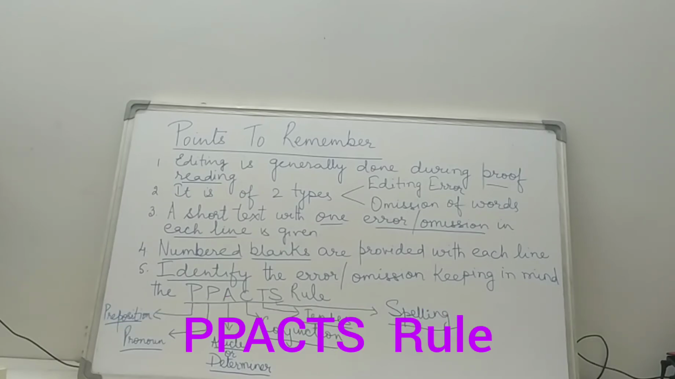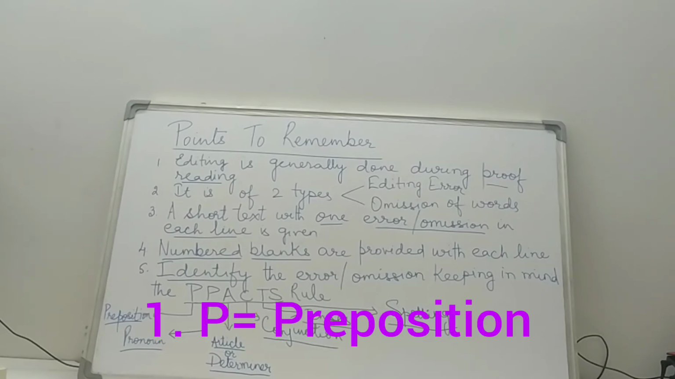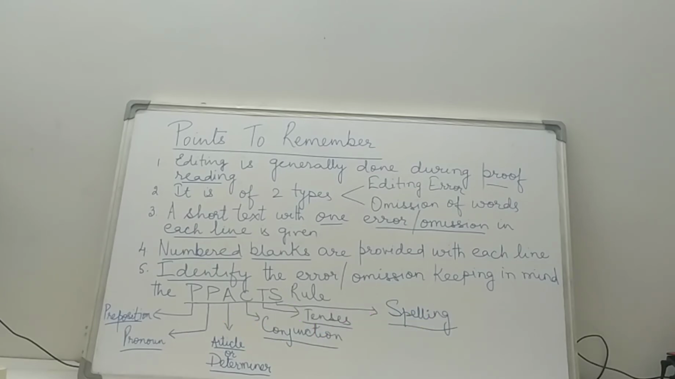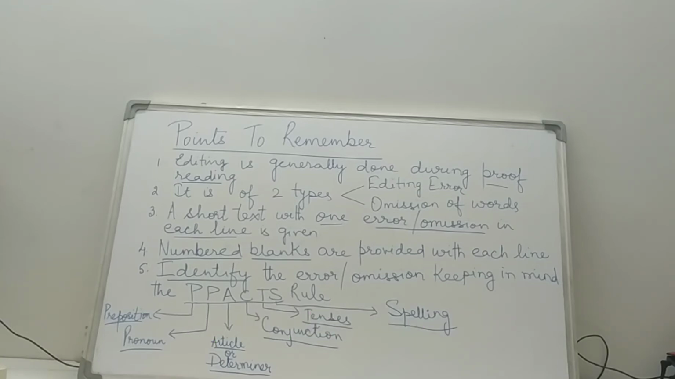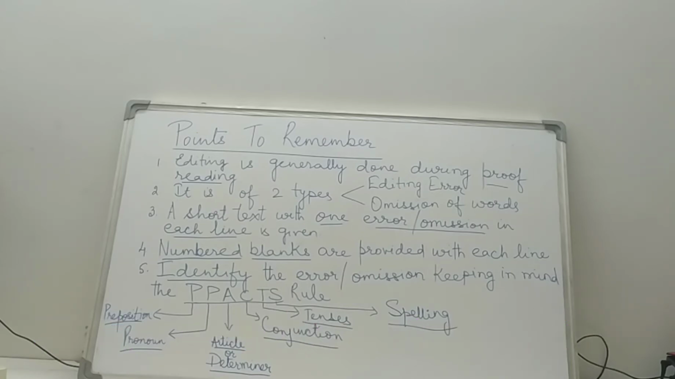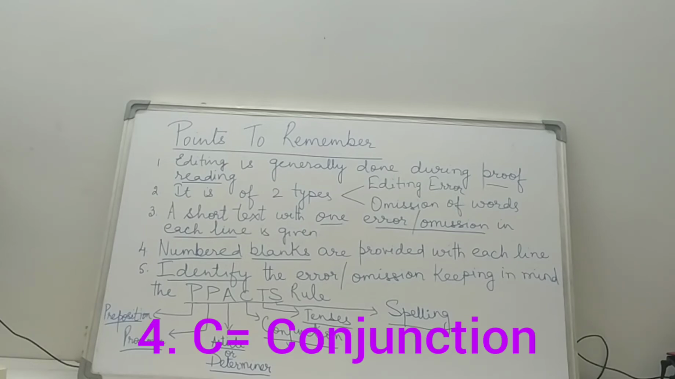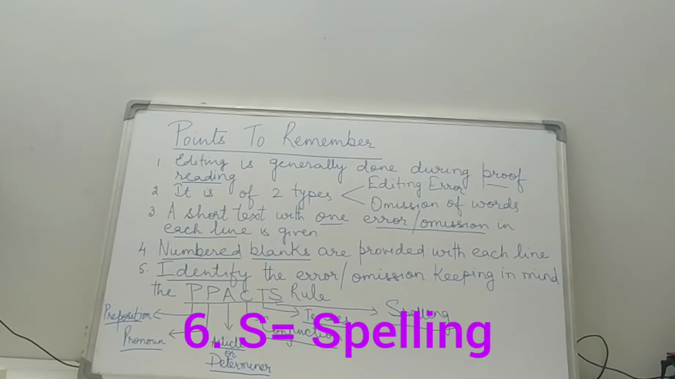Now what is this P-PACS rule? First P, as the figure suggests, is the preposition. So there may be any mistake regarding the preposition. Then second P is for pronoun. A is for article or determiner. C is for conjunction. T is for tenses. And the last S is for spelling.